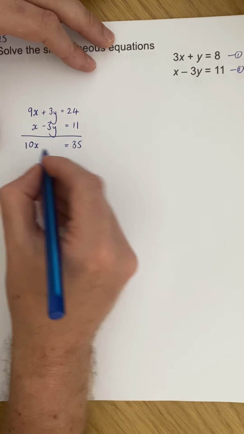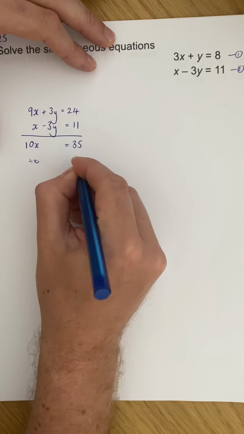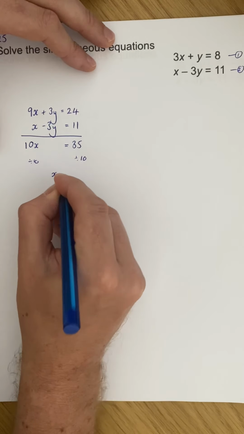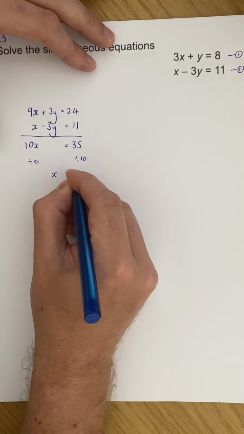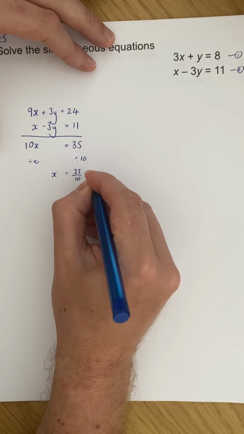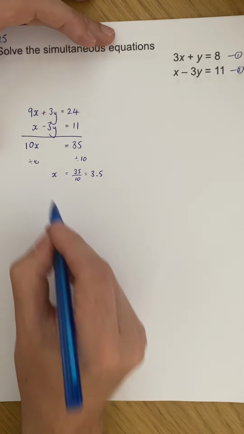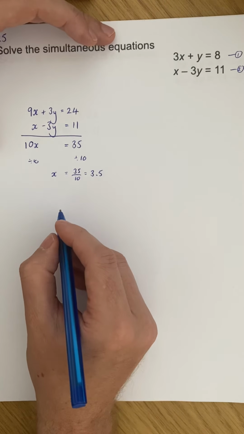This is really easy now. We've got 10x equals 35. We'll divide both sides by 10, and we're going to be left with x equals 35 over 10, which we can write as, probably easiest to think of it as 3.5. So we now know that x is 3.5.